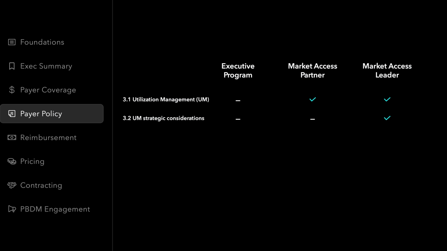In payer policy, 3.1 is utilization management, talking about the tools and techniques that population-based decision makers use to manage costs within their population. In utilization management strategic considerations, market access leaders will learn how to begin to leverage these types of utilization management to garner the best outcome for their product and the best availability for their patients.